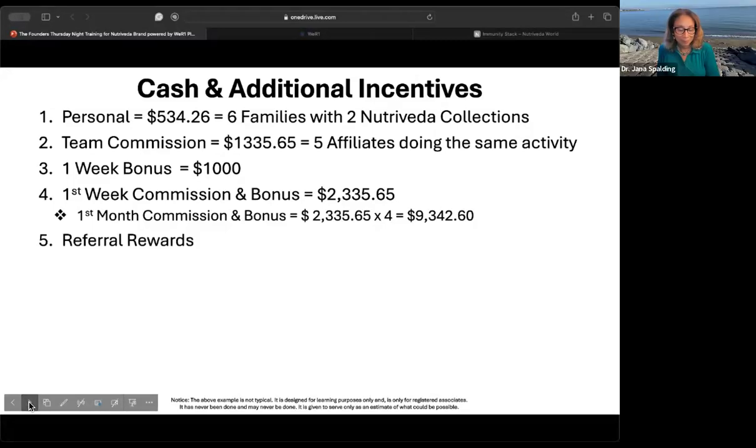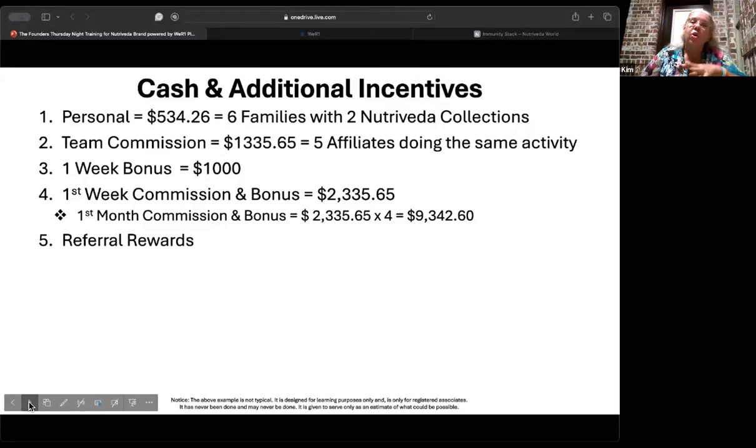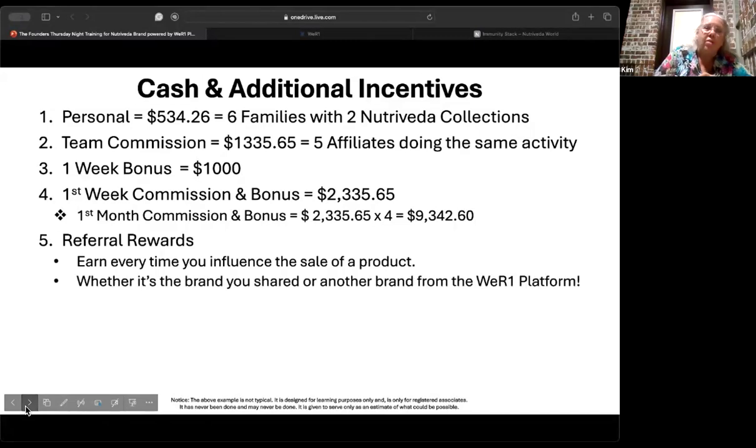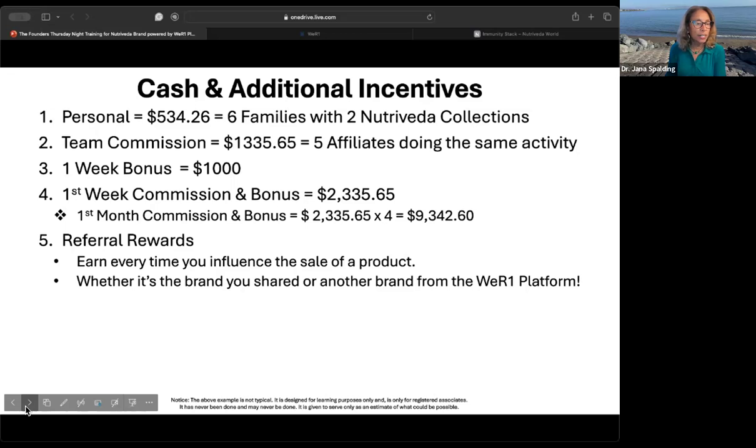Okay. Now, they have what's called referral rewards, which is really cool. The way this works is when you have shared, you get paid on your own cash back. The print is too small, I'm not really sure what each of the lines are saying. So referral rewards: earn every time you influence the sale of a product, whether it's the brand you shared or another brand from the We Are One platform.